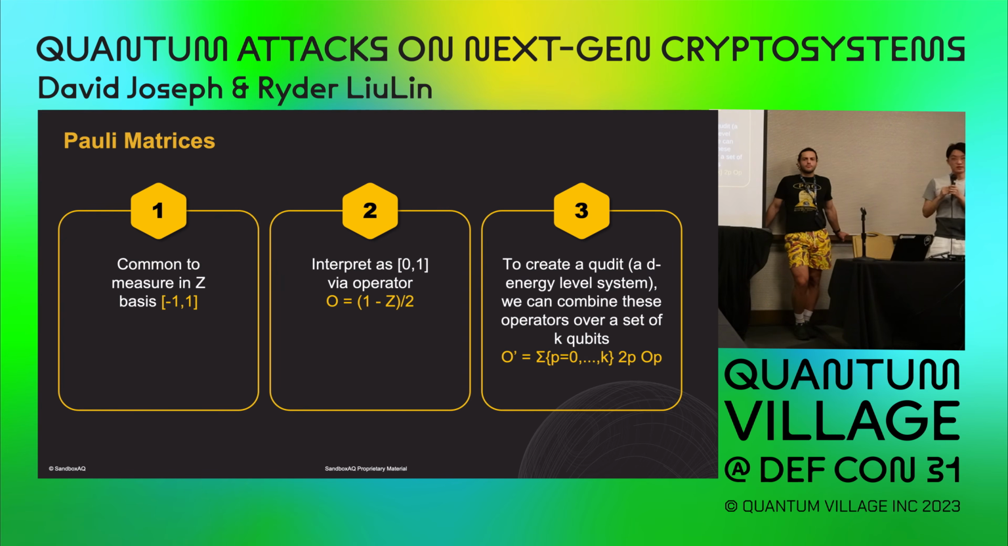And then the concept of a qudit, so it's very important, this D here, qudit. This is sort of an interesting problem to solve. To create a qudit, which is a d energy level system, we can combine these operators over a set of k qubits. So what we want to do here is essentially combine these qubits into a single qudit. We can think of qubits as just 0, 1, and then a qudit as 0 to d, right? So it's a digit, a generalization of a bit.